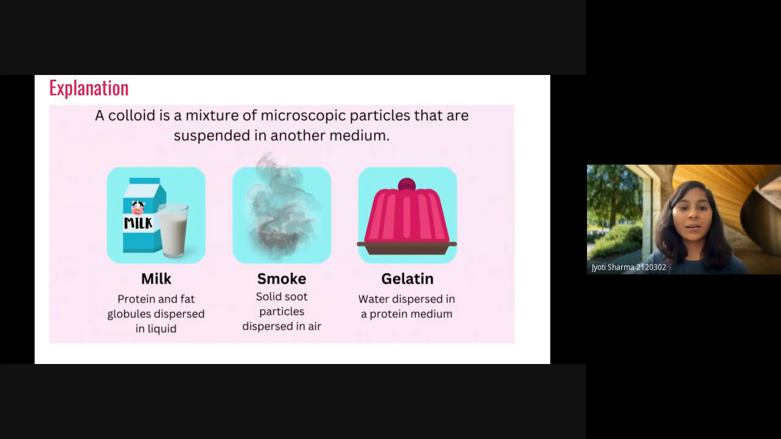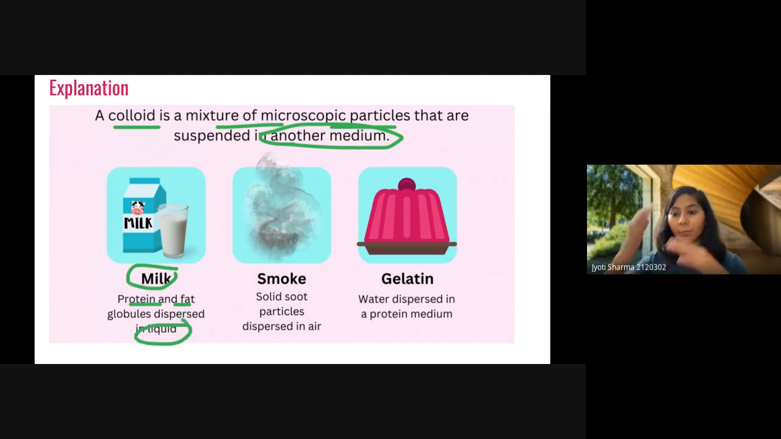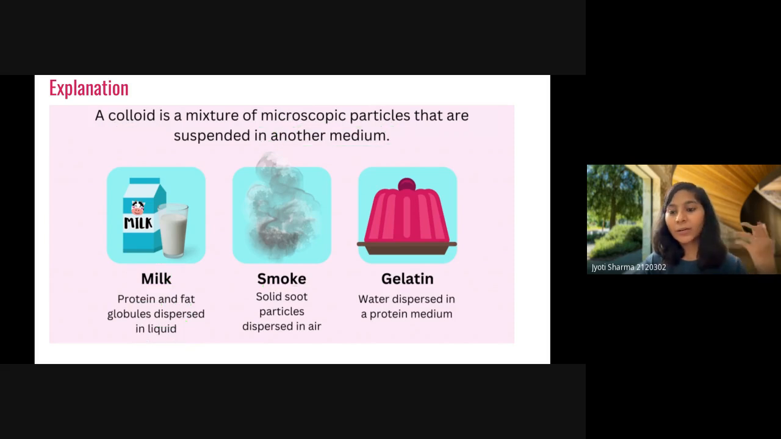And you can see here the colloid. So colloid is mainly a mixture of microscopic particles that are suspended in another medium. For example, if it is milk, then some protein or fat, which are solid in nature, are dispersed in liquid. So the medium is different. So milk is nothing but a colloid. If we are talking about smoke, then within the gas we have some solid particles. So this again creates a colloid. Then gelatin. So just keep in mind what it means.